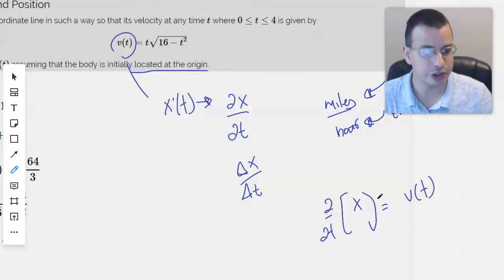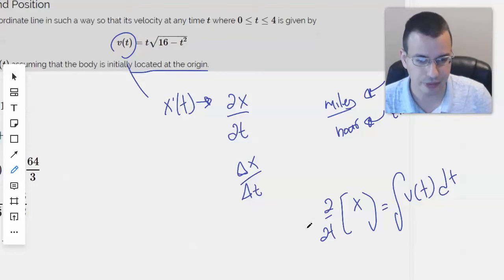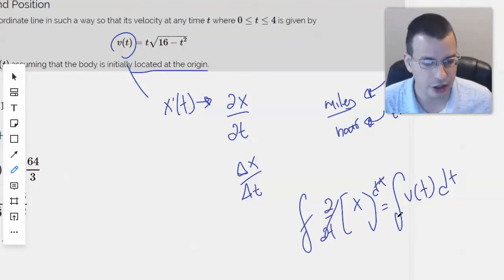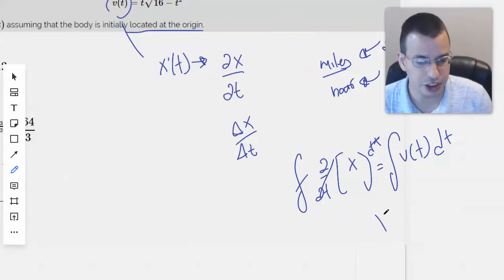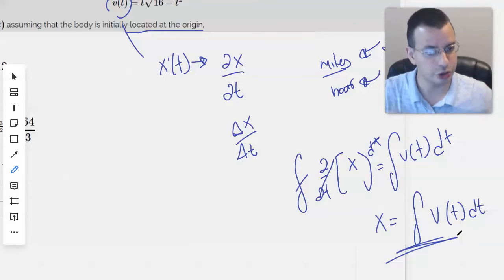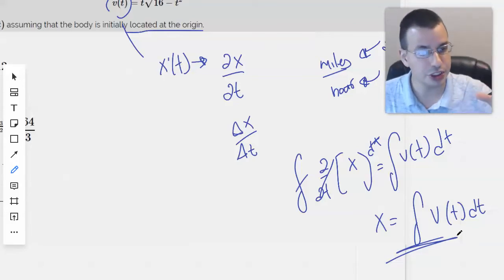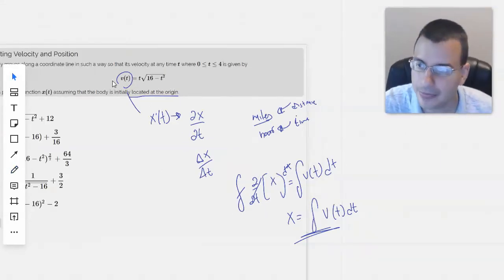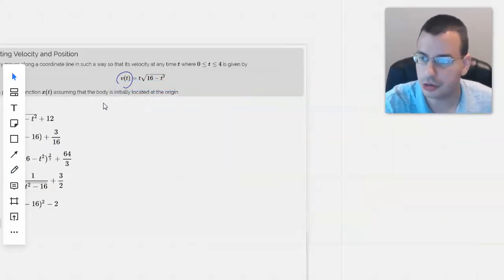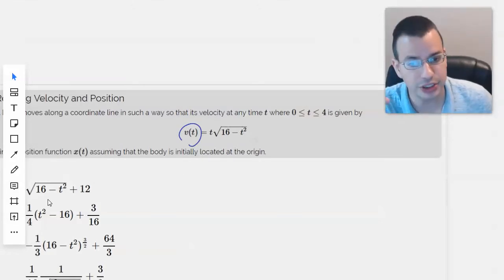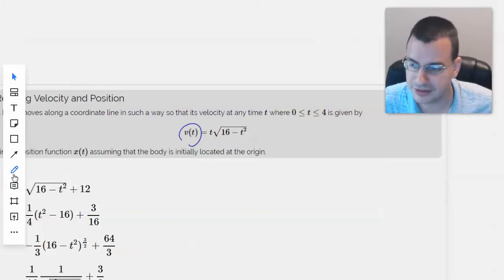And then to go backwards, you'd want to integrate with respect to time. Therefore, position will equal the integral of velocity with respect to time. Long story short, to get from speed to position, you do an integral with respect to time. And that's what they're asking us to do here. They're giving us velocity, v of t, and they're asking us to find x of t. So they want us to take the integral of v of t.